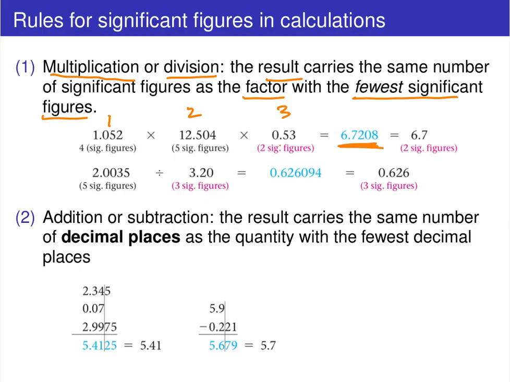Okay, so at the end of the day, what we're going to do is look at which one of those factors has the fewest. In this case, it's the third one that has only 2 sig figs, and that's going to determine the number of significant figures in our final answer.